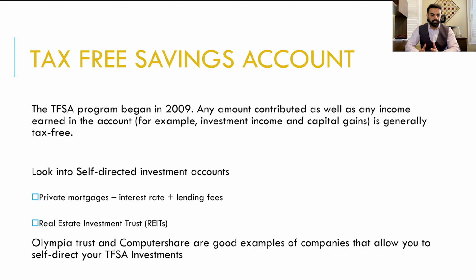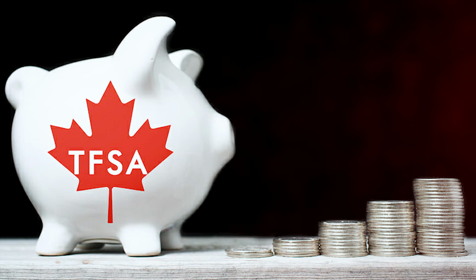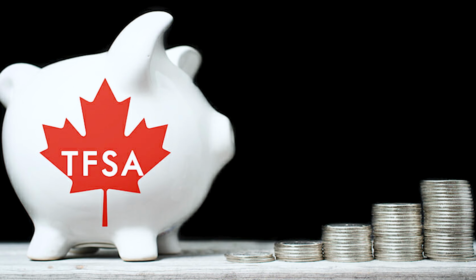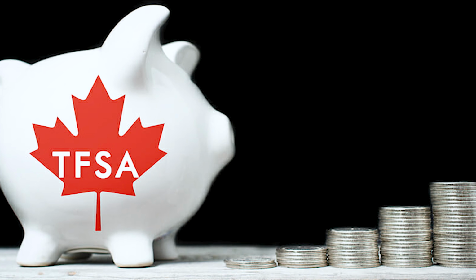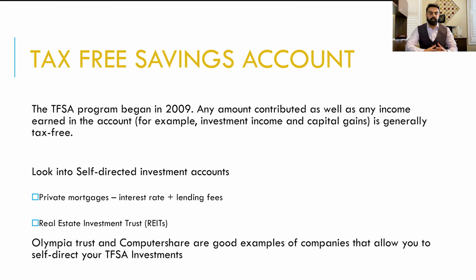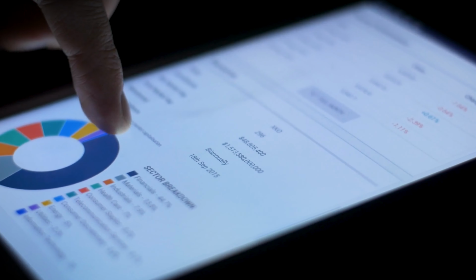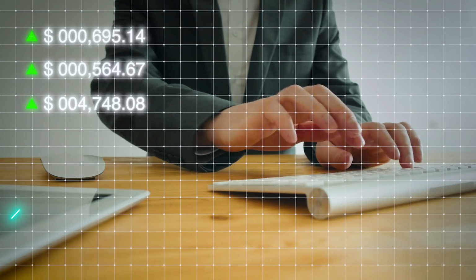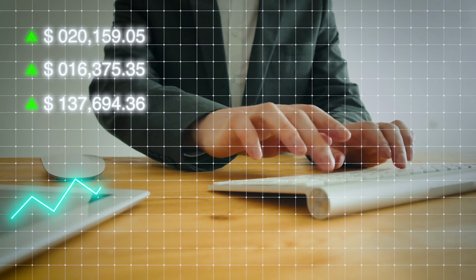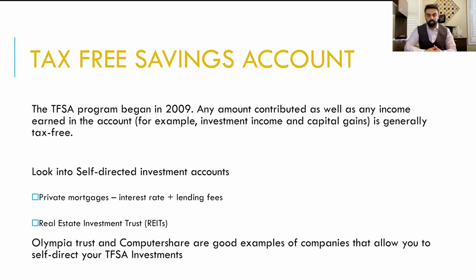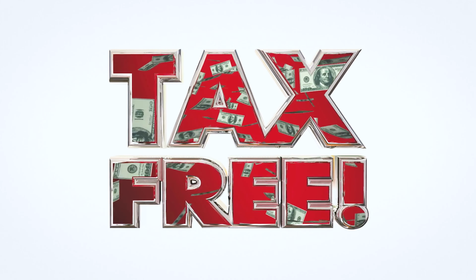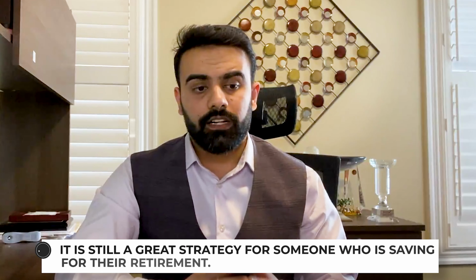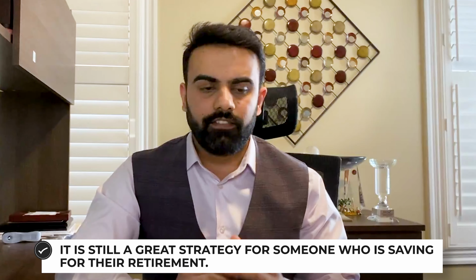We all know what a tax-free savings account is. It is a tax sheltered account where, once you put in the money based on your current limit, any growth that happens on those, whether it be your mutual funds or your stock portfolio that you might be buying, as they grow from $10 to $20 to $100, any capital gain or any gain that you make on those investments grows tax-free. The contribution that you make, unlike an RRSP, is not tax deductible, but it is still a great strategy for someone who's saving for their retirement.